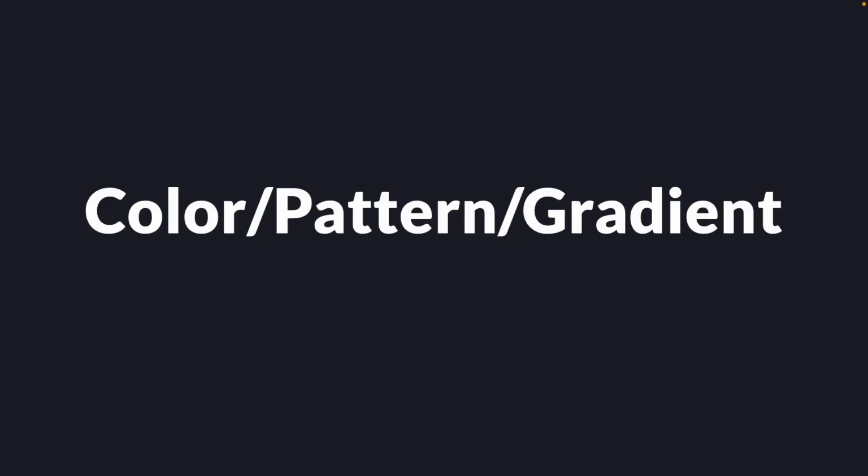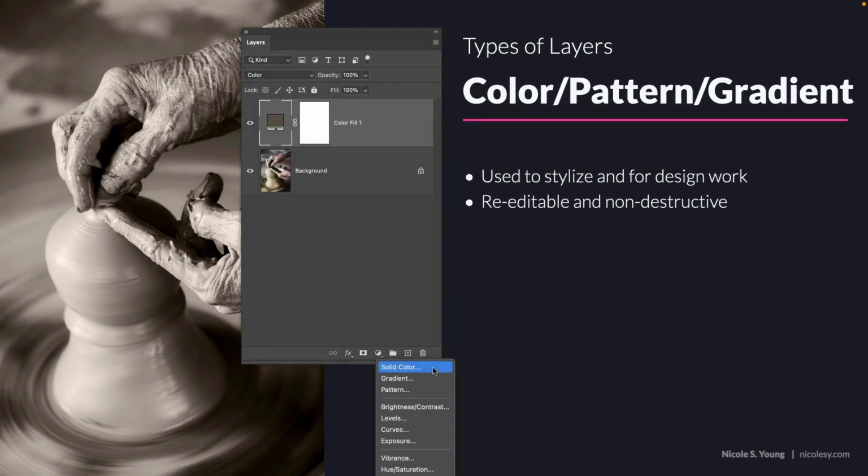Fill layers are another type of layer you can add, and those are color fill, pattern fill, and gradient fill layers. These are used a lot to stylize and also for design work, so you may find some use for certain types of layers. I tend to use the solid color fill layers more than the other ones, but I encourage you to play around with the other layer types just to see what they do. They're also re-editable and non-destructive, just like any other layer, similar to how adjustment layers work.